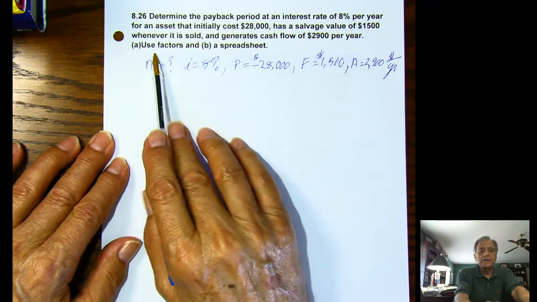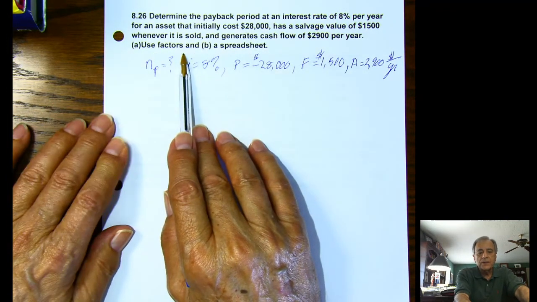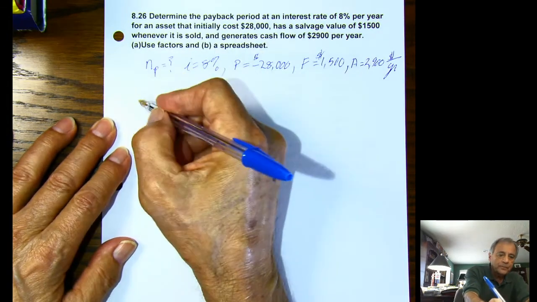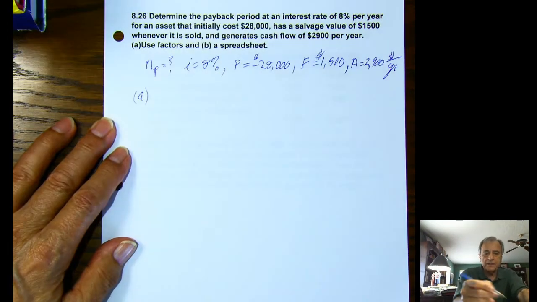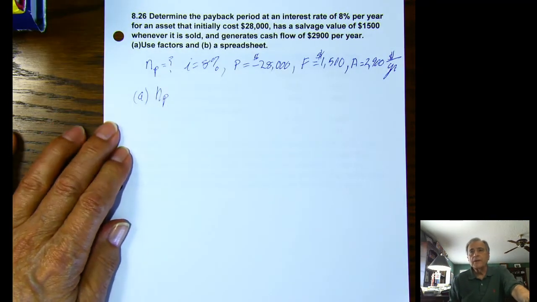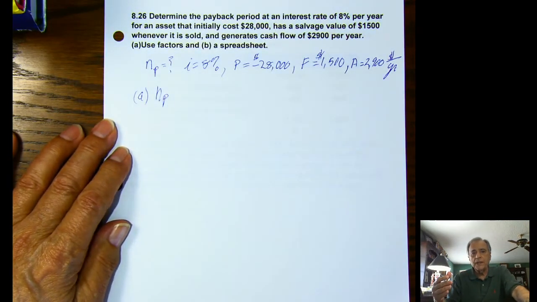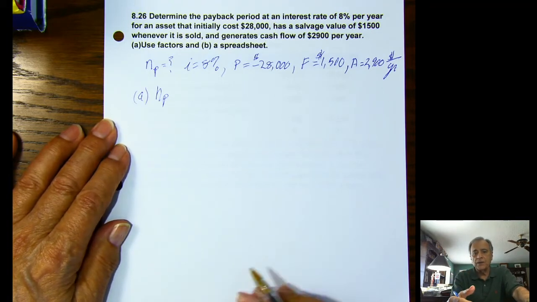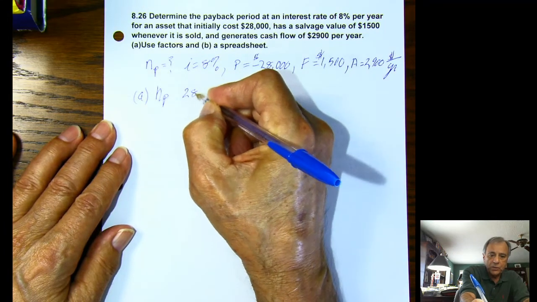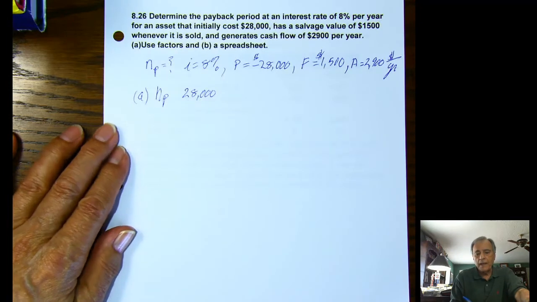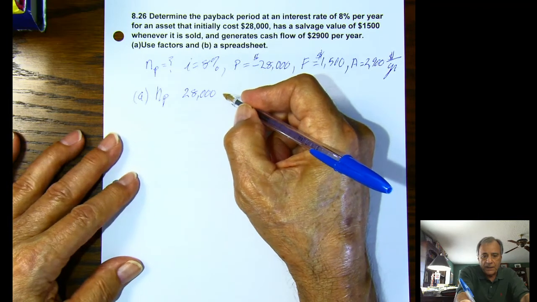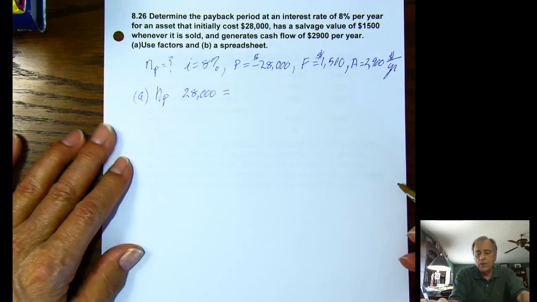So the first part, it says use the interest factors to find the break-even point. Determine the payback period. So the payback period, N sub P, is where the revenue equals the investment cost. So our investment cost is $28,000, and we want to then set that equal to our revenue.